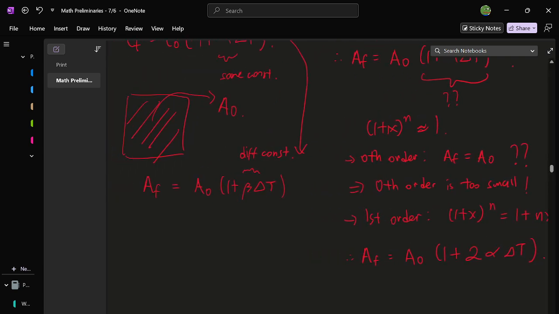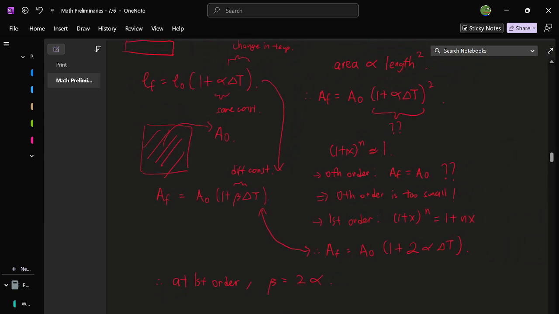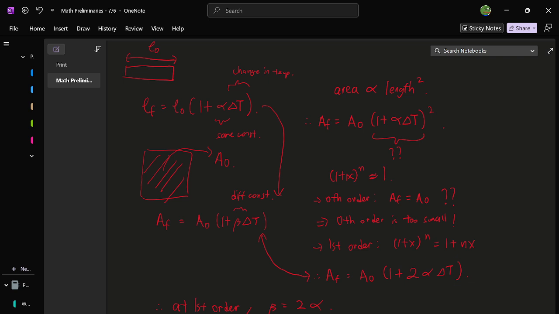Now, look at these two equations. This is literally perfect. So what we have concluded from this is that at the first order expansion, beta equals 2 alpha. And you can see here that without knowing much physics, but just knowing when to approximate until, you can derive some results from this.